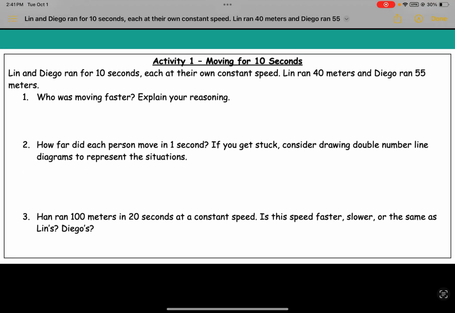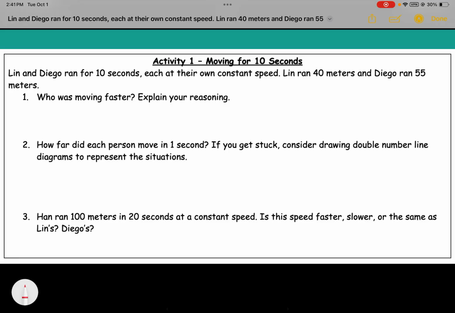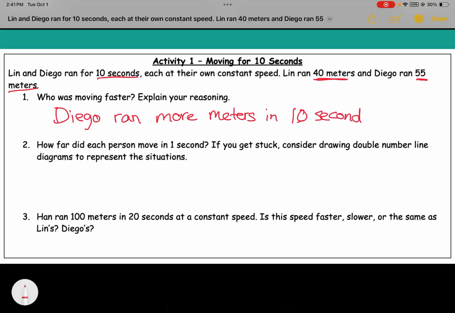So we have Lynn and Diego here in our problem. Lynn and Diego ran for 10 seconds, each at their own constant speed. Lynn ran 40 meters and Diego ran 55 meters. Who was moving faster? So first of all, if we know Lynn ran 40 meters and Diego ran further in the same amount of time, we know the person who ran further in the same amount of time is going to be faster. So I would say Diego ran more meters in 10 seconds, right? So that means he's faster.